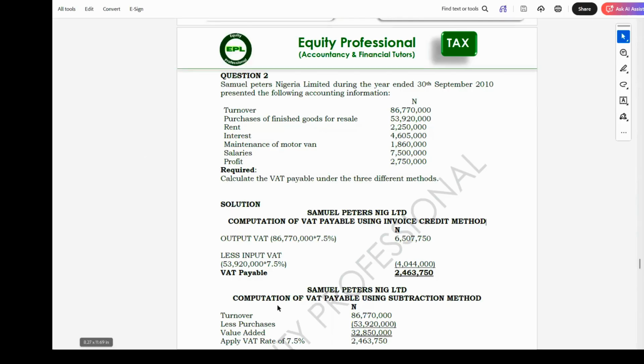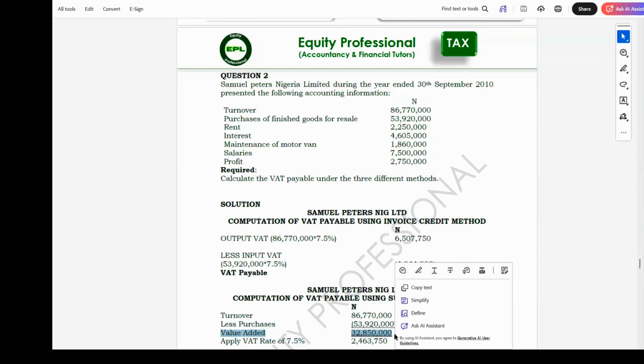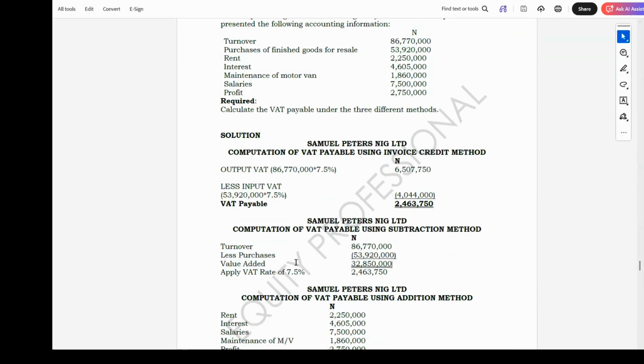So we know our sales, our turnover, the total sales will be 86,770. You are going to remove our direct purchases, which is 53,920. When we remove our direct purchases from our sales, the resulting figure will give us the value added. On the value added, you now apply the VAT rate. The rate of VAT is 7.5%. You apply the VAT rate on this amount of value added to give you the value-added tax.